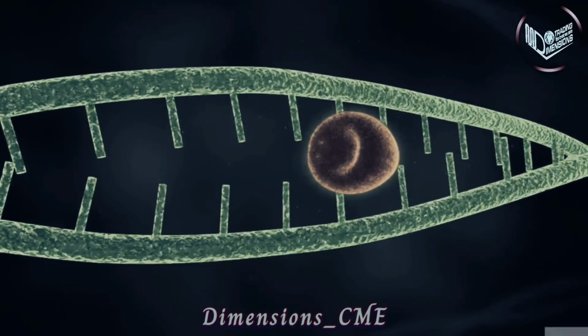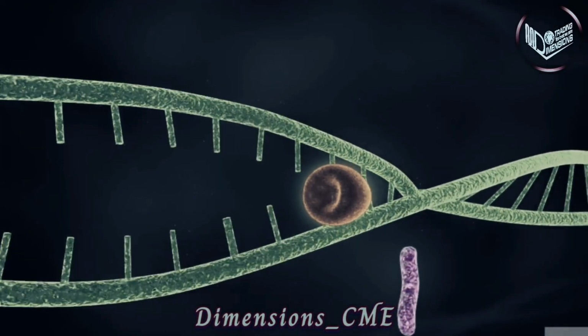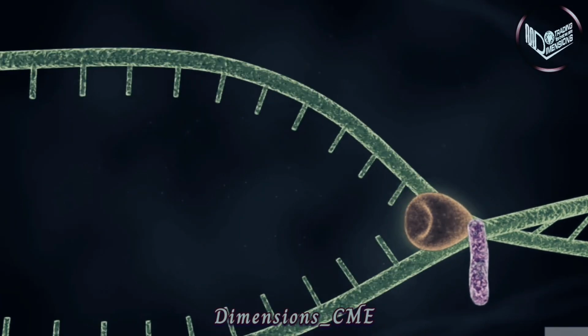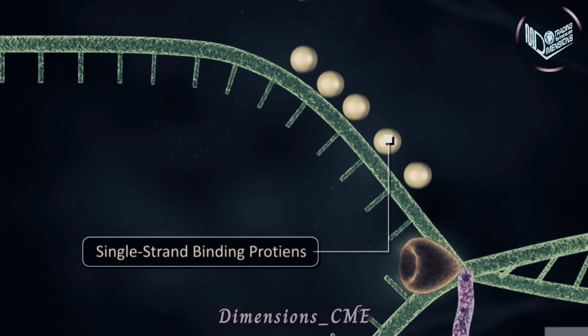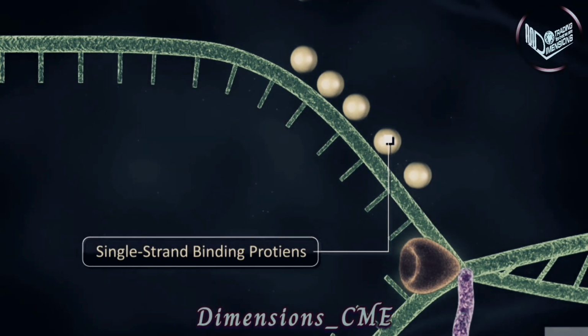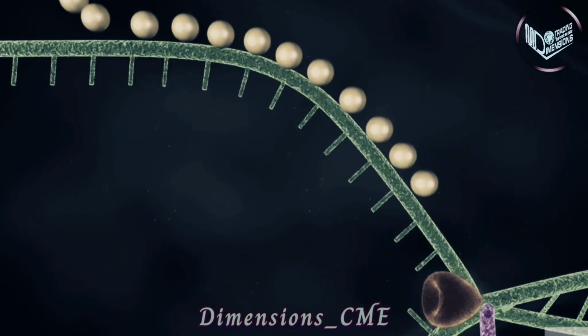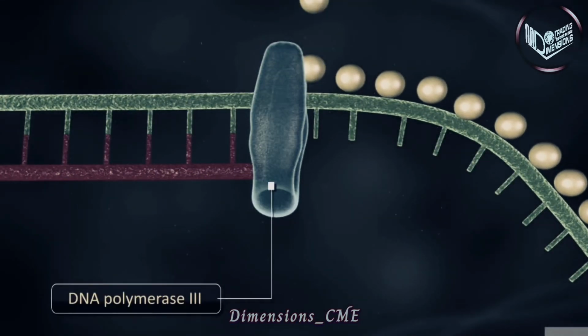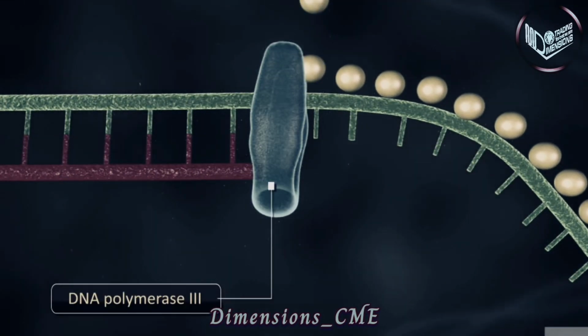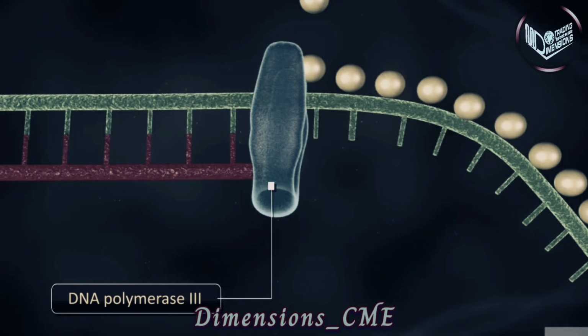The strands of DNA are complementary, and the moment they are separated they tend to bind back. This is prevented by proteins called single-strand binding protein, which binds to single strands of DNA and prevent their rebinding. Now, a second enzyme called the DNA polymerase binds to the separated strands and begins the process of replication.